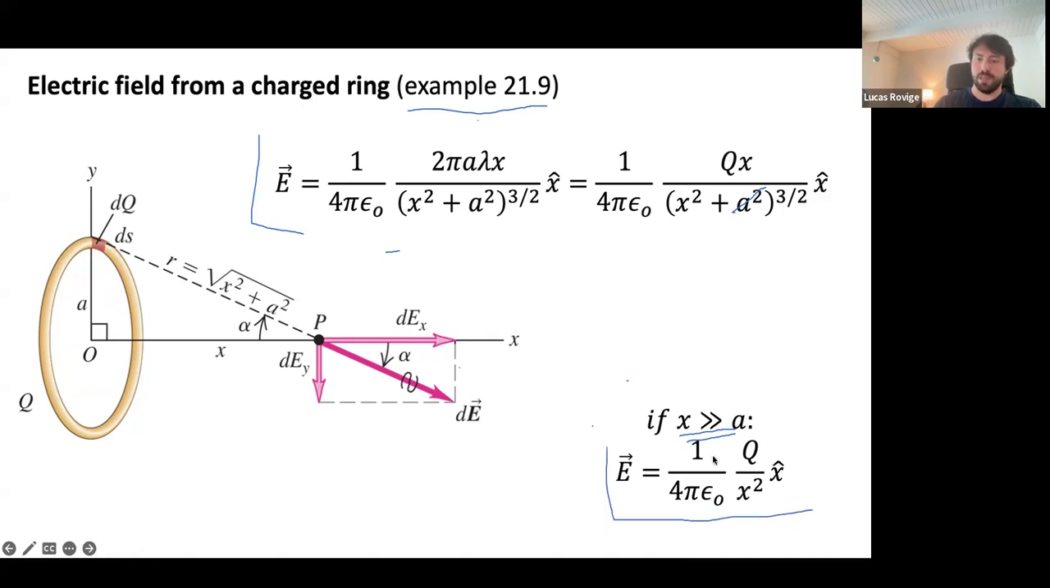This is pretty interesting because I don't know if it rings a bell to you, but it's exactly the expression of the electric field caused by a point charge. And so basically what this tells you is that this ring here, a ring of charge, if you're sufficiently far away, it just behaves like a single point charge at the point O. So this is interesting to remark.